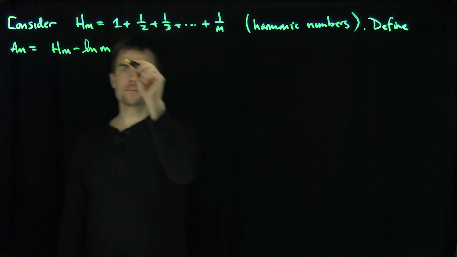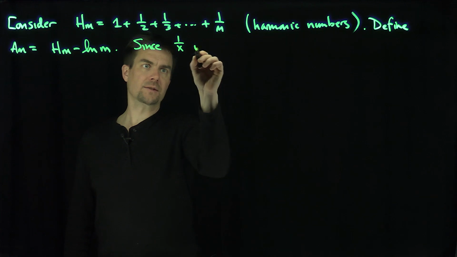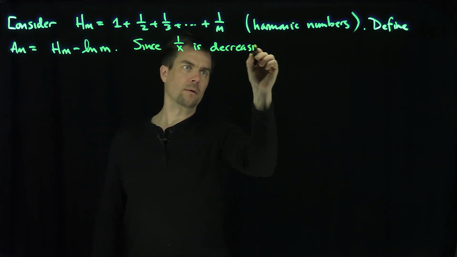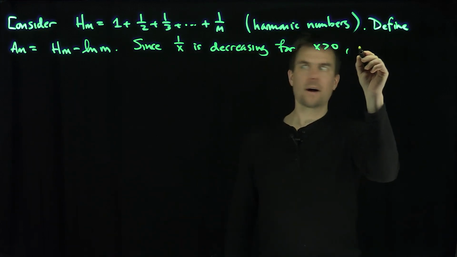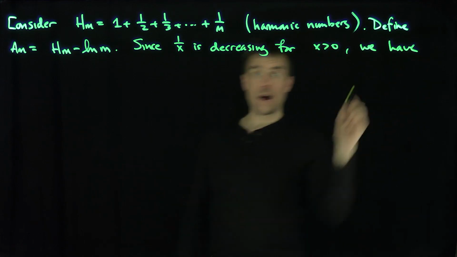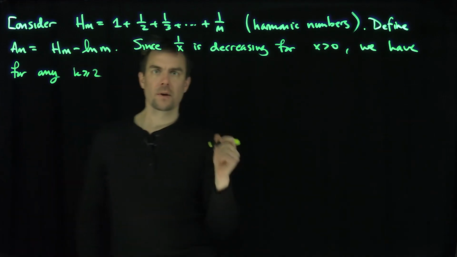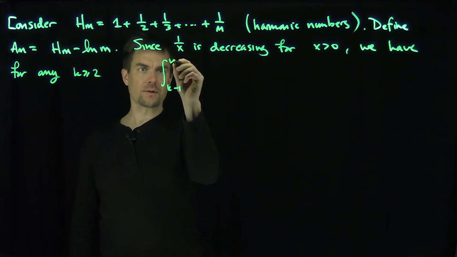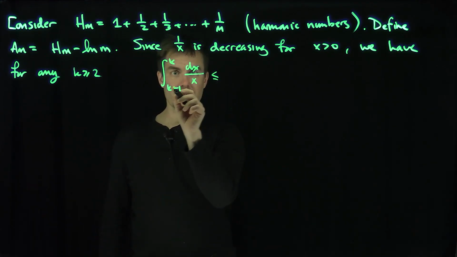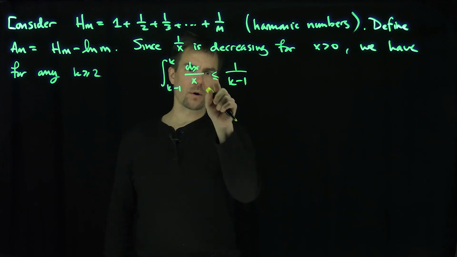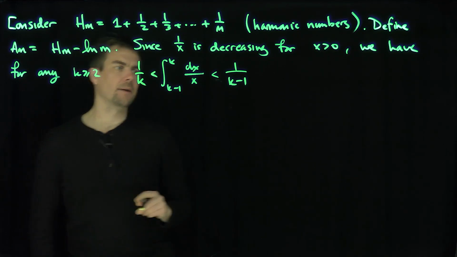Okay? Good? And so now, since 1 over x is decreasing for x greater than 0, we have, for any k greater than or equal to 2, if we look at the integral from k minus 1 to k of dx over x, this is going to be no more than the value of this function at the endpoint, since it's an interval of length 1, k minus 1, and that inequality is actually going to be a strict inequality, and strictly bigger than 1 over k.